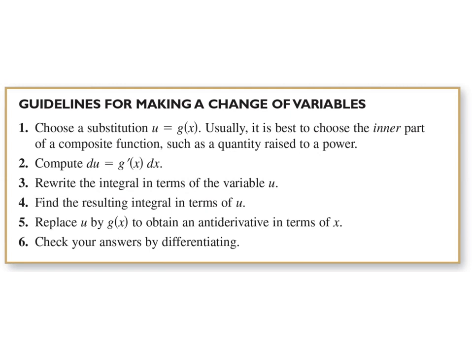So as always, some guidelines for working through making a change of variables when you do integration by substitution. First of all, choose a substitution for u that equals g of x. Usually it's best to choose the most inner part of a composite function, but we saw that, like in the last example, it was smarter for me to take sine of 3x instead of just 3x, so you have to make that choice. But you can figure that out pretty quickly once you take du.